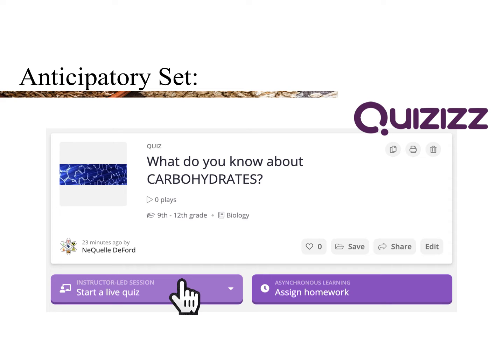We will then play a short quizzy on what do you know about carbohydrates to identify what they already know prior to beginning the lesson. Based on student responses, I would then know when I teach my lesson if I need to take it up a notch or provide a more basic introduction before going deeper into the lesson.